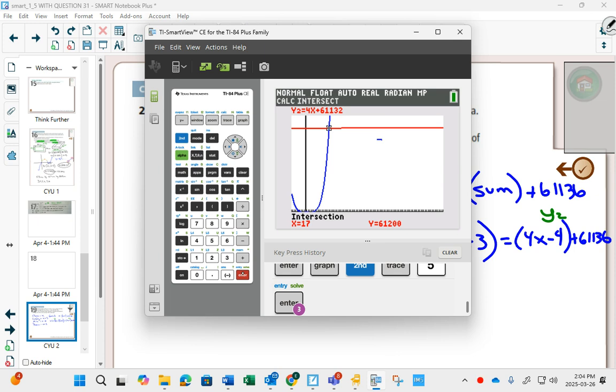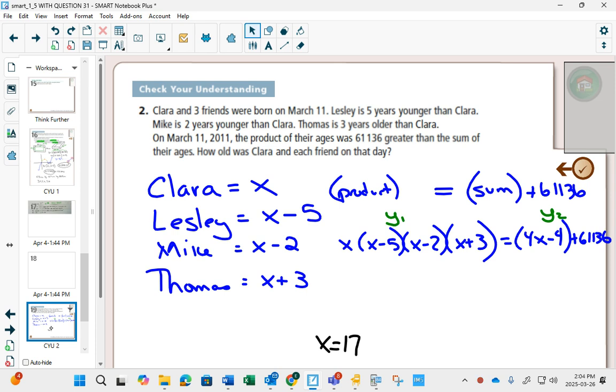So we figured out, and what was x again? X stood for Clara. She's 17. Leslie's 12. Mike is 15. Thomas is 20. I'd go with Mike.